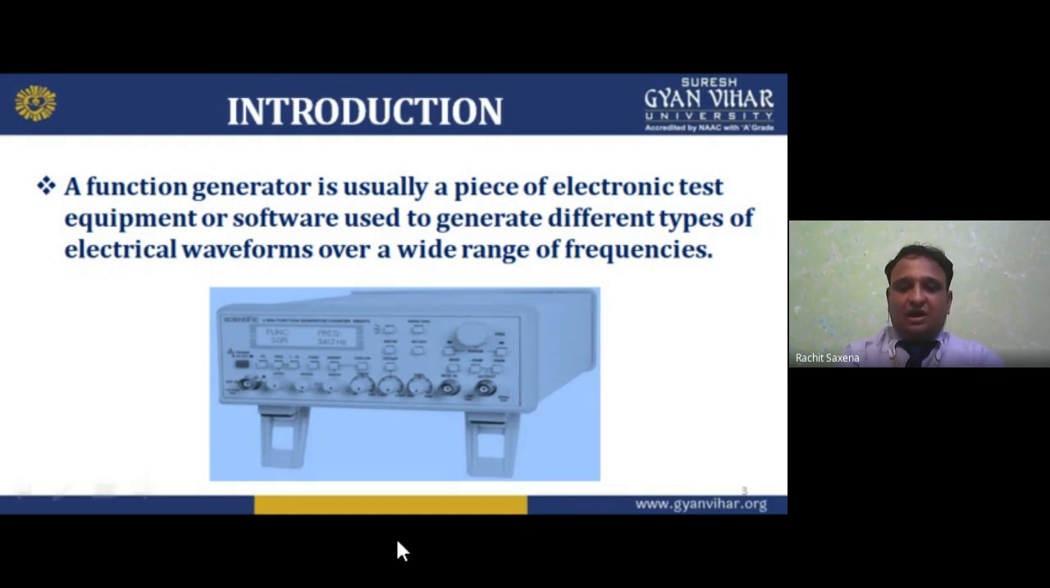It is basically a machine shown like this. With this we can adjust the waveform and the many frequencies labeled in decibels. Waveform types are triangular, square, sawtooth, and sine. Whichever type of wave you want, you can push that button and you'll find that type of wave. The function generator will generate it, and you can view it on the CRO, cathode ray oscilloscope, to see how we are getting this wave. So it is equipment or software used to generate different types of electrical waveforms over a wide range of frequency. So the frequency range is basically wide.